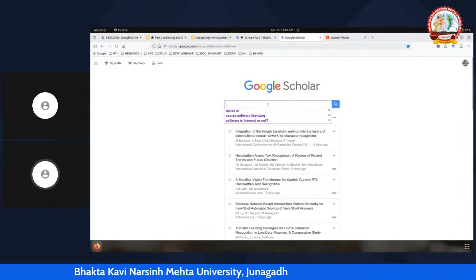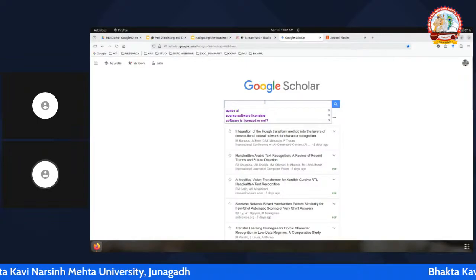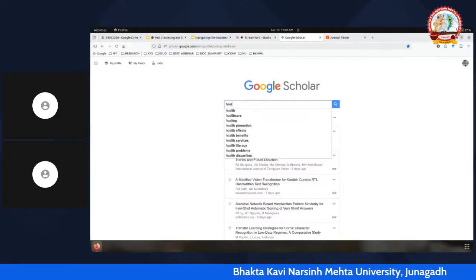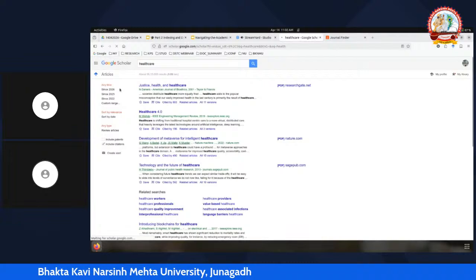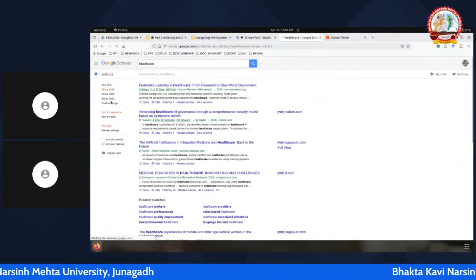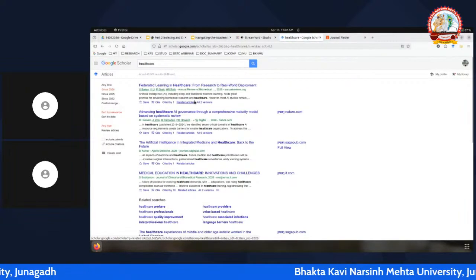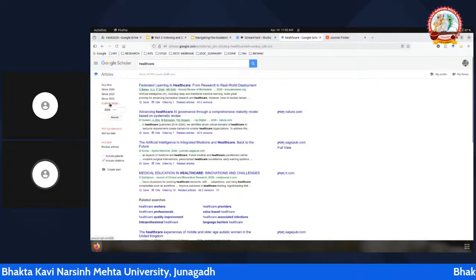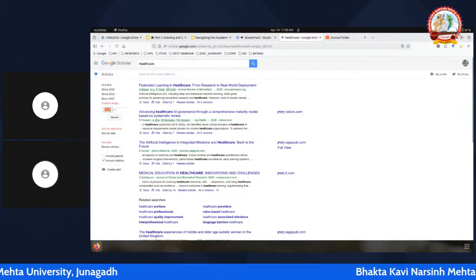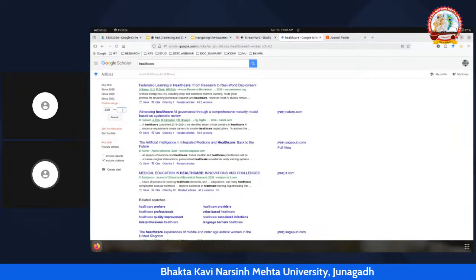In particular, Google Scholar, you can identify. Suppose I am searching healthcare. So there are so many papers you can identify from here. There is a database. In this particular database, you can identify the related papers. You can filter out the year. You can also make the customized range. I am describing in the left side panel. This particular customized range, you can identify whatever the years.